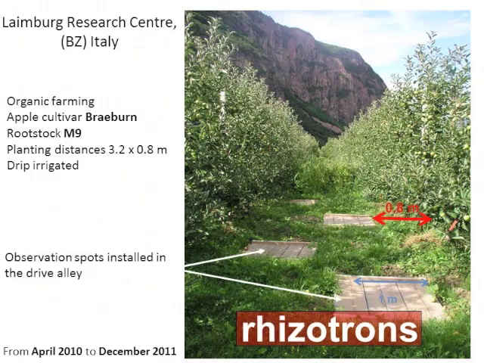So we work in Leimburg Research Center in the north part of Italy, close to the Alpine Mountains in South Tyrol. There was organic farming, Breburn on M9, 3 by 2 by 0.8 meter in the distances, and it was drip irrigated. So we prepared this observation set, the box we called rhizotrons, and we put this in the dry valley, and we got some windows on the side that was close to the tree.